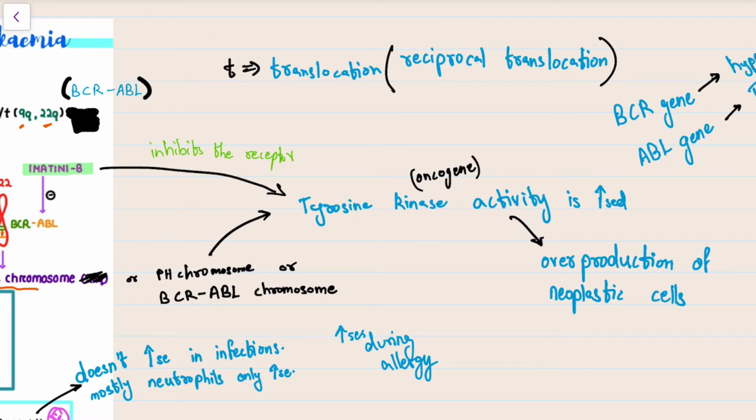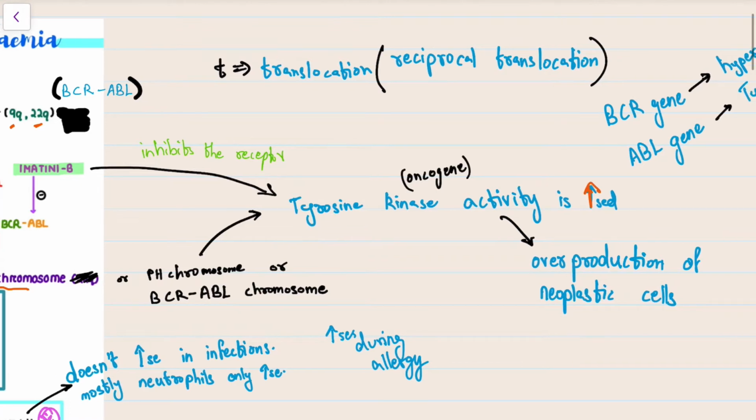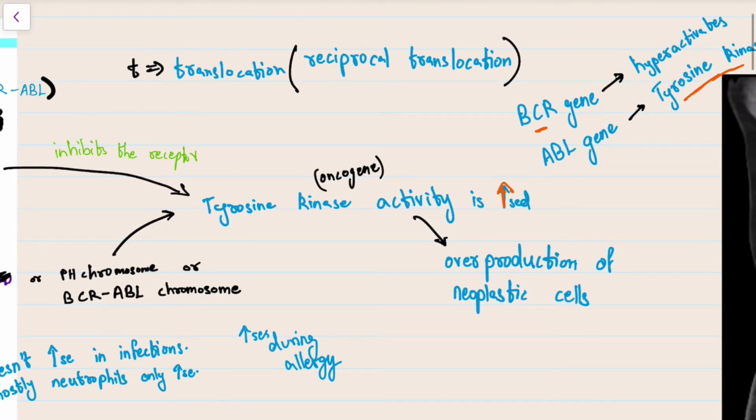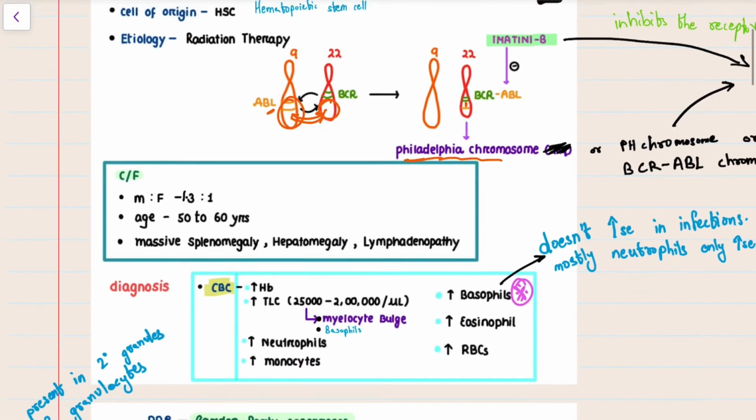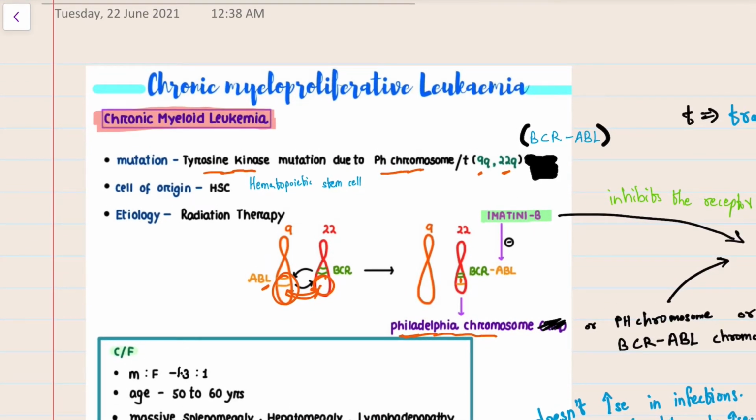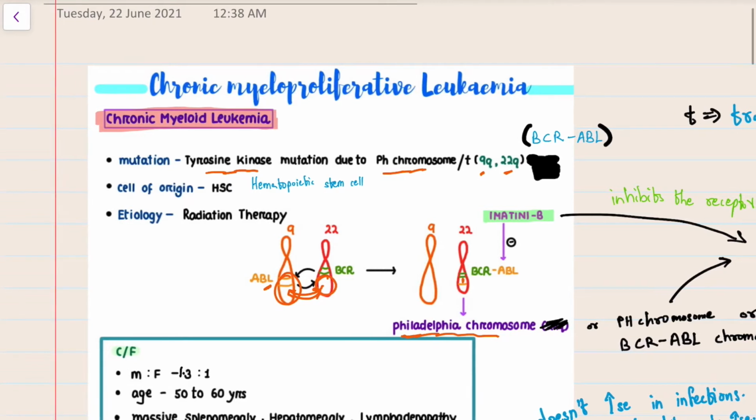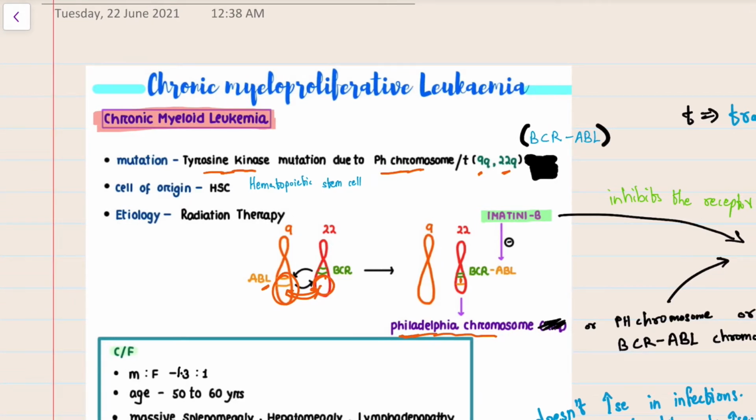Okay, what happens when the Philadelphia chromosome is present? There is tyrosine kinase activity, and it is increased drastically because of the BCR gene, and that leads to overproduction of the neoplastic cells. For this specifically, a drug is produced, that is imatinib. Imatinib inhibits this tyrosine kinase receptor. As we know, the cell of origin is the hematopoietic stem cell, and the causes are actually not known, but it is observed in radiation therapies.